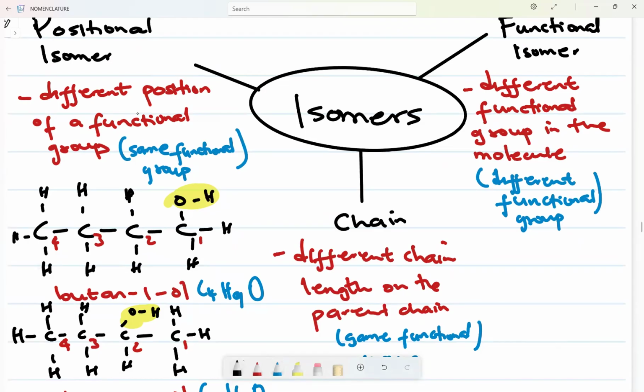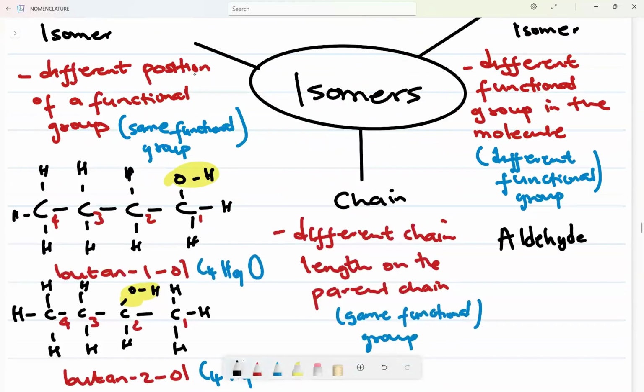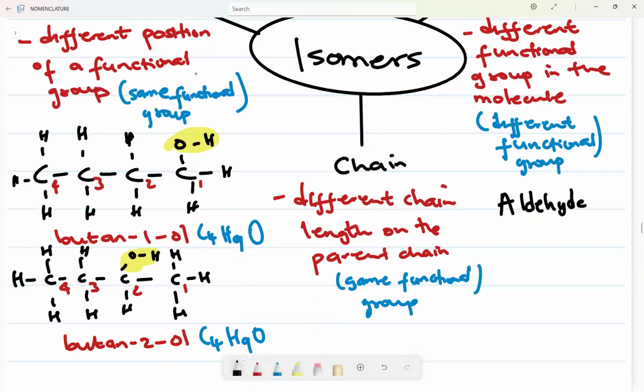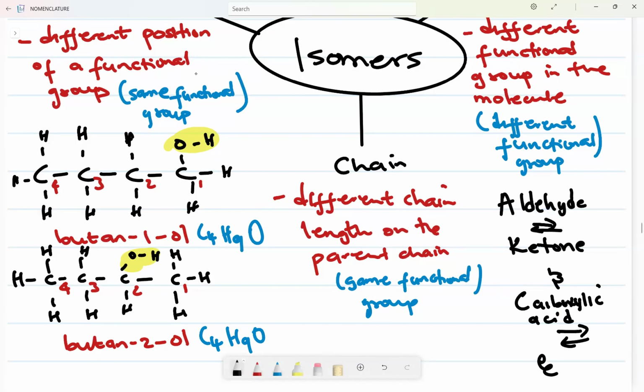This one, I won't write them, but it is between aldehyde. Okay, let me do this. Aldehyde with ketone and carboxylic acid with what? Not reversible reaction, rather, like this. With what? With ester.